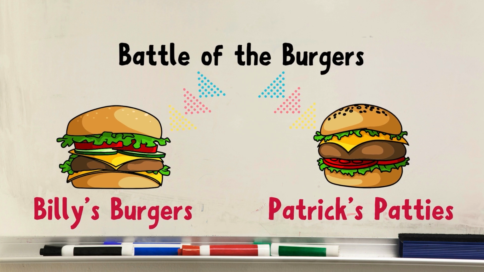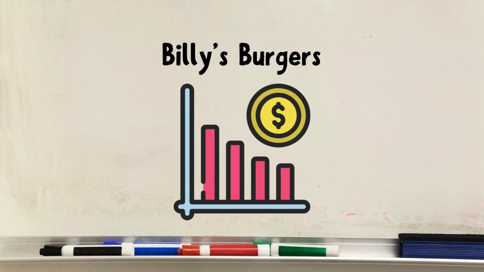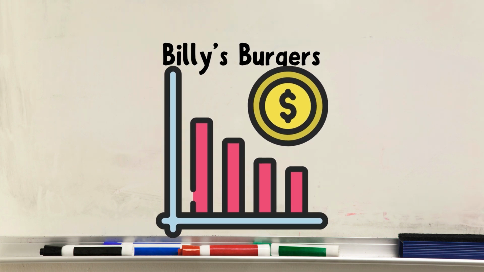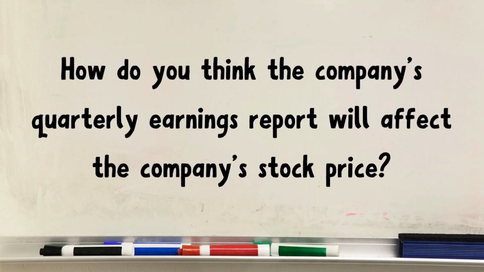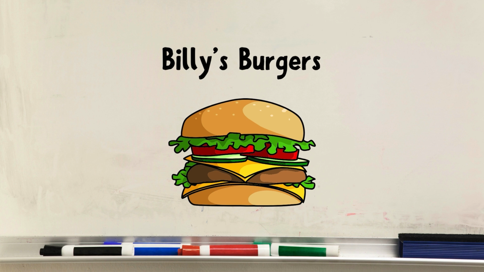Billy's Burgers' quarterly earnings report was published for investors, and it shows that their sales were lower than what the company and its investors were expecting with the release of their new product. How do you think the company's quarterly earnings report will affect the company's stock price? Take a few moments to write down your response. Billy's Burgers is an example of how a company's quarterly earnings report may affect how the public values the company.